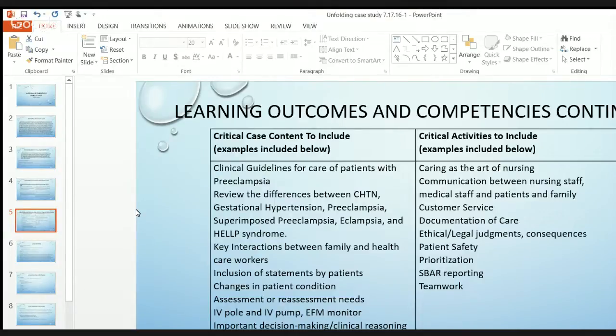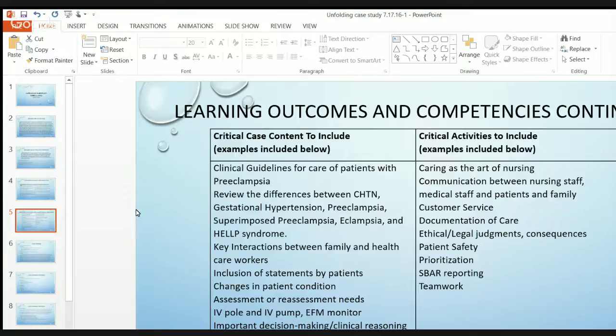Key interactions between family and healthcare workers, inclusion of statements by patients, change in patient condition, assessment or reassessment needs, IV pole, IV pump, and in this case, electronic fetal monitor will all be used as equipment. Important decision making and clinical reasoning points, and discussion questions to prompt the thought process of these students.